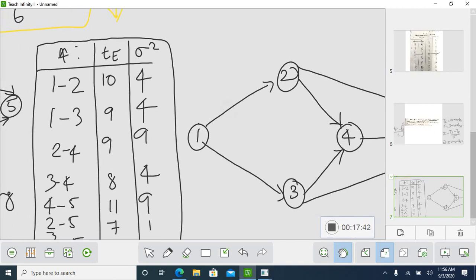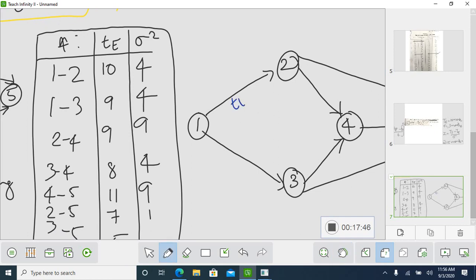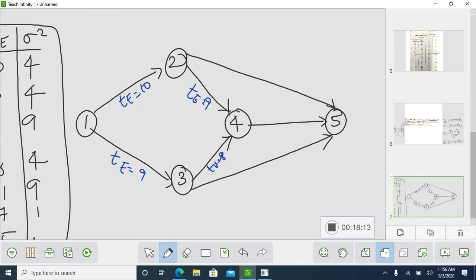So 1 to 2 you found TE equal to 10. For 1 to 3, TE equal to 9. 2 to 4, TE equal to 9. 3 to 4, TE equal to 8. 4 to 5, TE equal to 11. 2 to 5, TE equal to 7. 3 to 5, TE equal to 5.